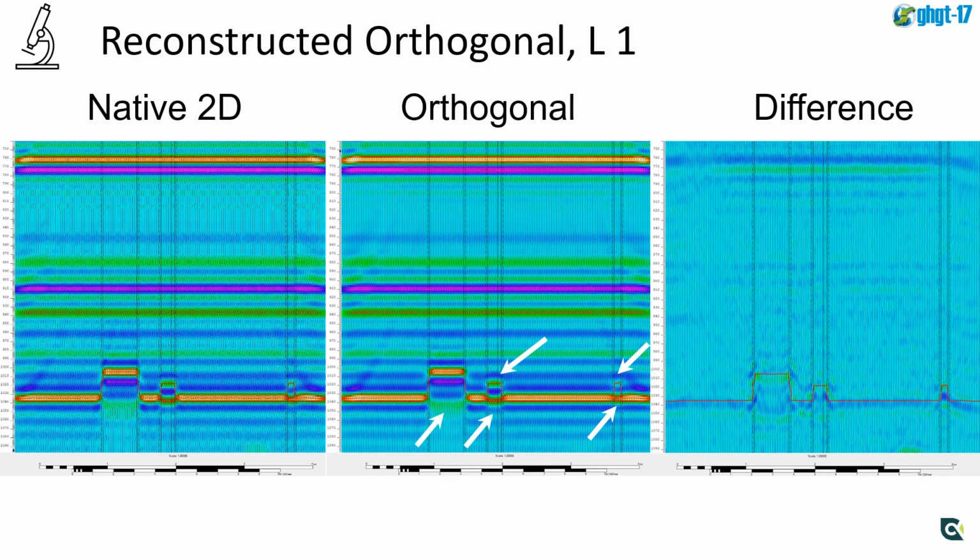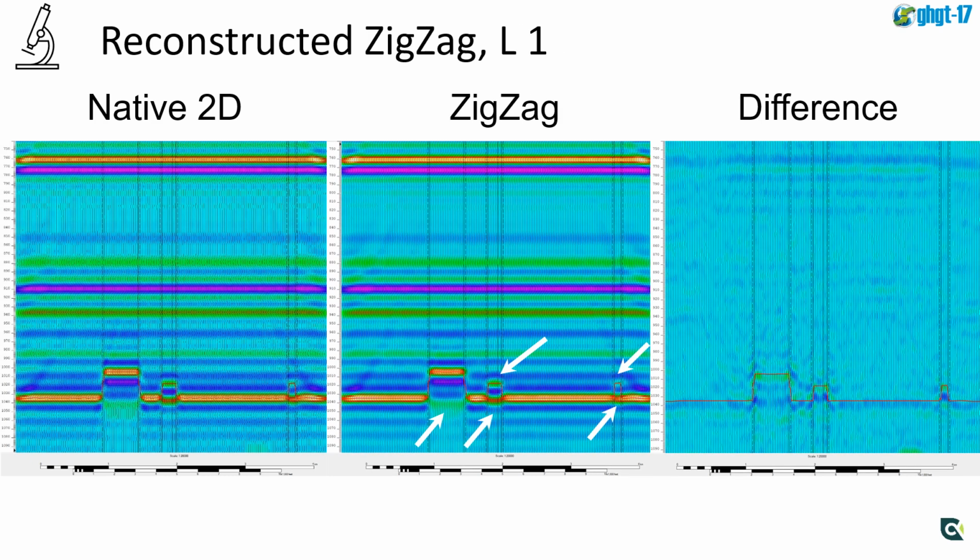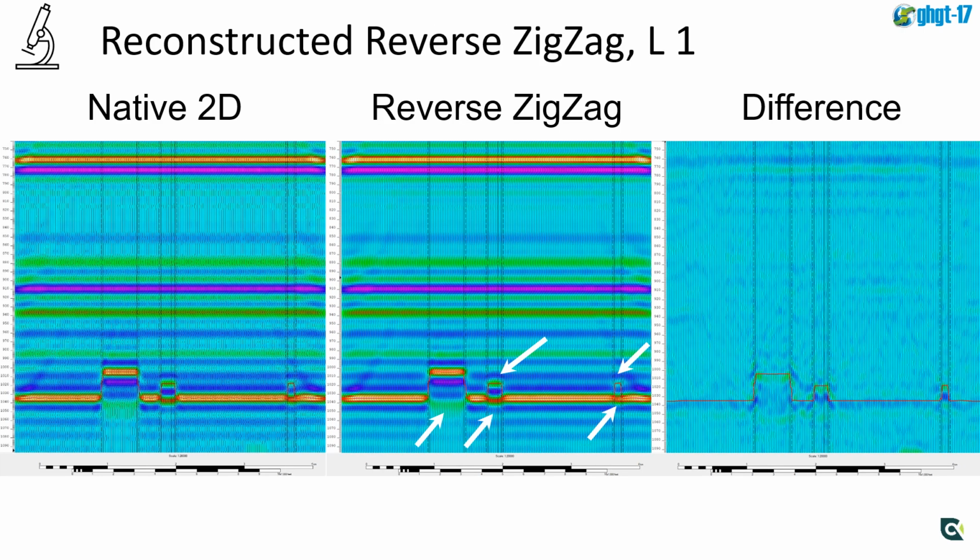Here's the orthogonal result. It's very similar. There is a bit of a larger difference than the master had. After all, it was shot with more effort. It's better sampling. But it's a very good result, very similar. This orthogonal reconstruction of line 1 looks a lot like the native 2D line 1. How about the parallel result? No, the parallel result is very poor. And you can see that on the difference plot. It shows a lot of migration problems. The zigzag result is good. It looks a lot like the orthogonal did. Very similar looking results. And the reverse zigzag, very similar.